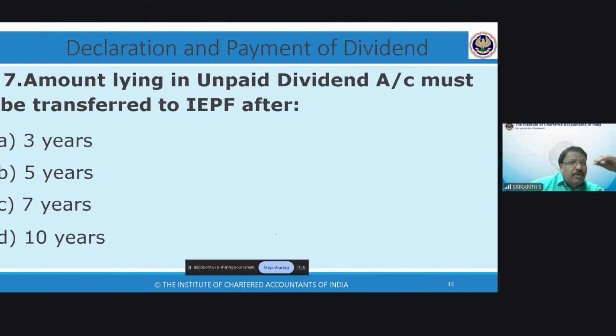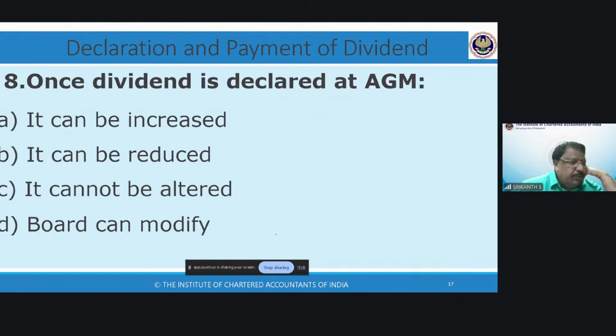And unpaid dividend account should be transferred to IEPF after 7 years. Earlier it was 3 years. Now it is 7 years. Okay. Once dividend is declared at AGM, it cannot be increased. It can be reduced. It cannot be altered. Board cannot notify. Once they have given it, it cannot be altered. Of course, it can be reduced, but at a lower rate. But it cannot be altered.